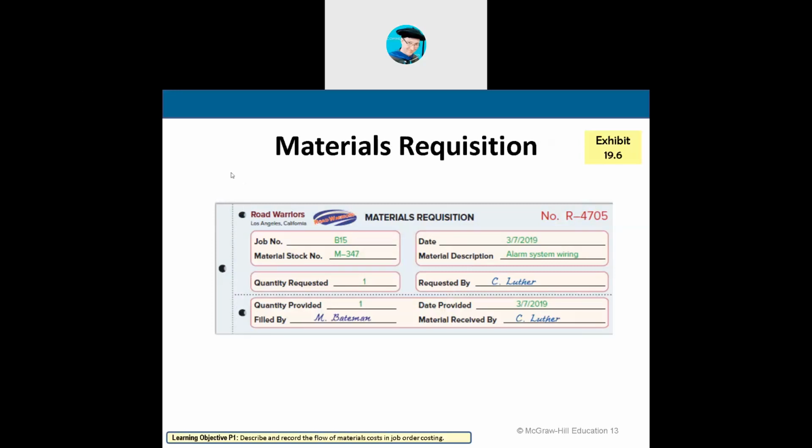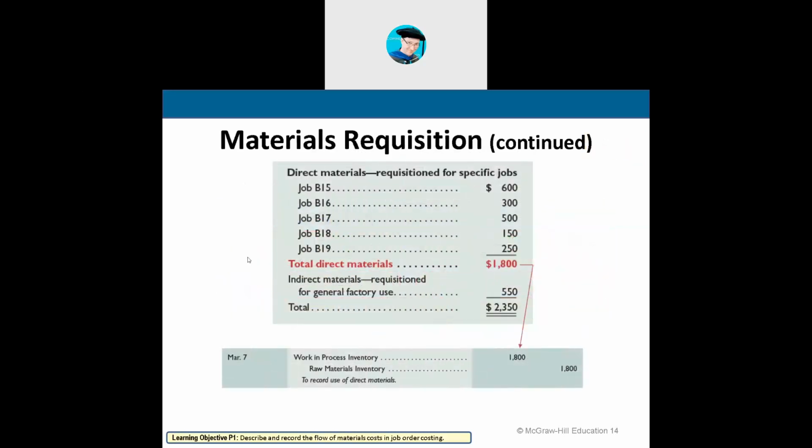The materials requisition, this is what the employee fills out that's on the assembly line. They need to request raw materials in order to be used for a customer job. So they fill out exactly what they need, how much they need, who did it, etc., and the dates. That information from the requisition card gets entered into the job as direct materials.